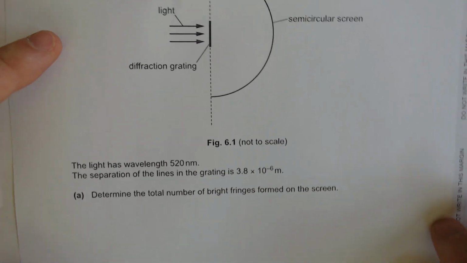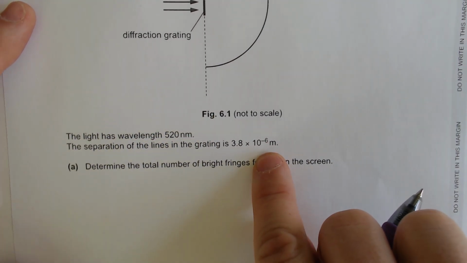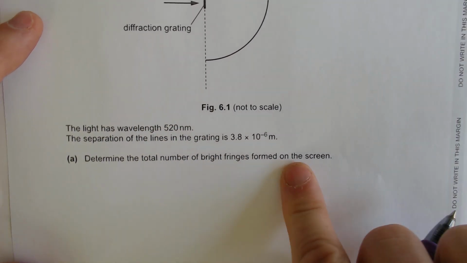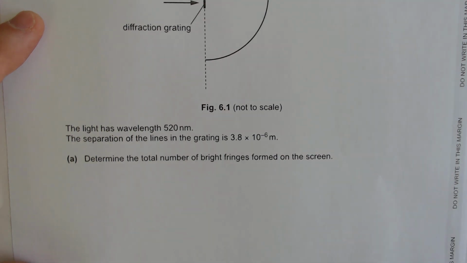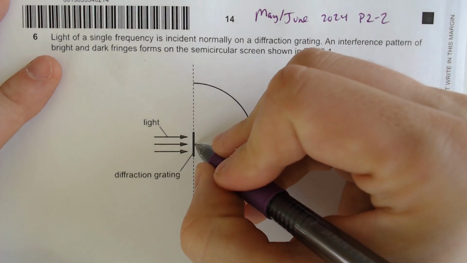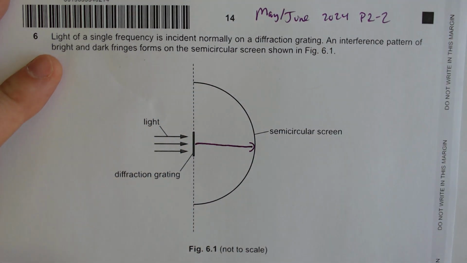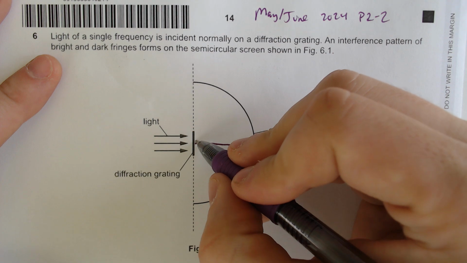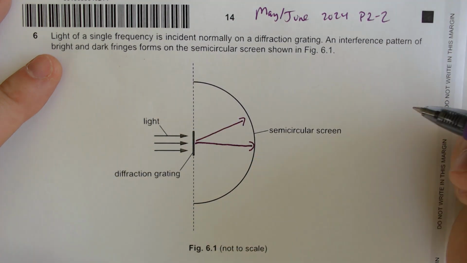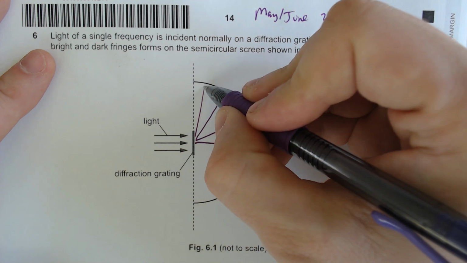The question is asking, if you have a specific wavelength and you know the grating separation, determine the total number of bright spots that would be formed on the screen. What's going to end up happening is as the light goes through here, you're going to have the brightest spot in the middle. And then as you spread out, you might have another bright spot here, and then another bright spot here, and another one there.